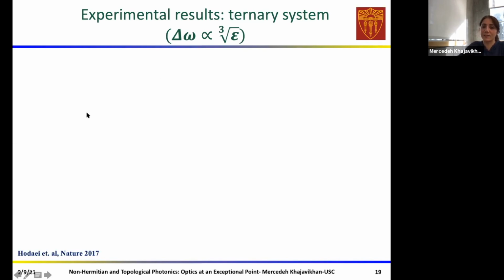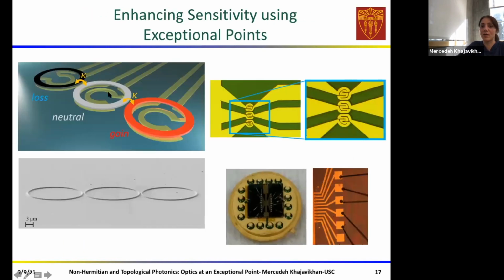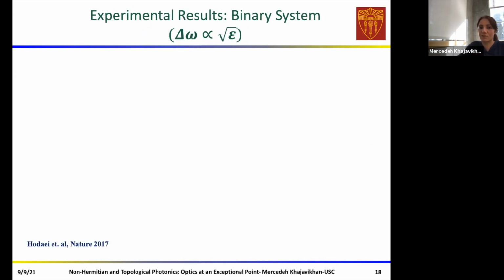Now, in this system, let me just clarify that the way we are applying the perturbation is through the thermo-optic coefficient. Basically, we put microheaters below the resonators, and we apply current to them. As a result, we are applying the perturbation. They are pumped based on whatever we want to generate. A third order exceptional point or a second order exceptional point would have different pumping.